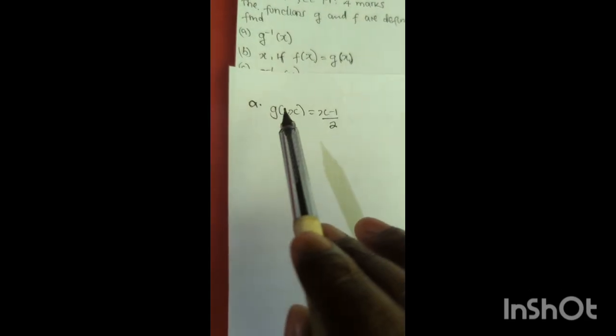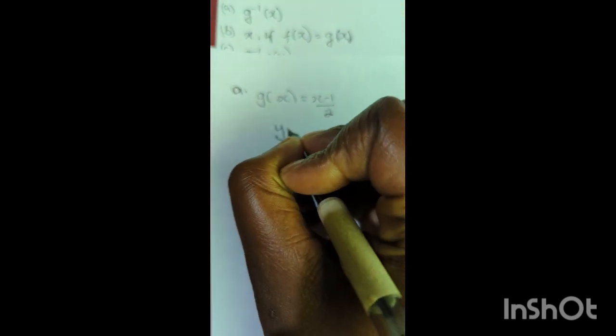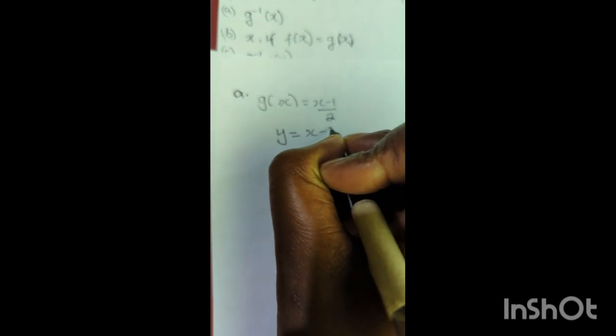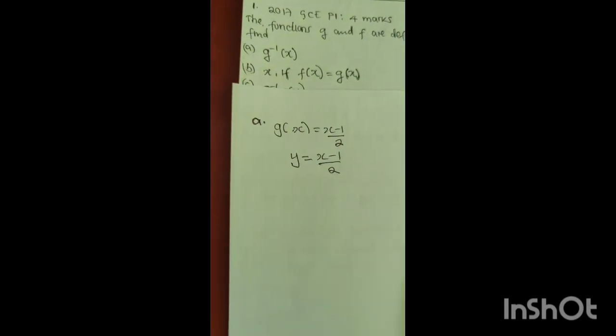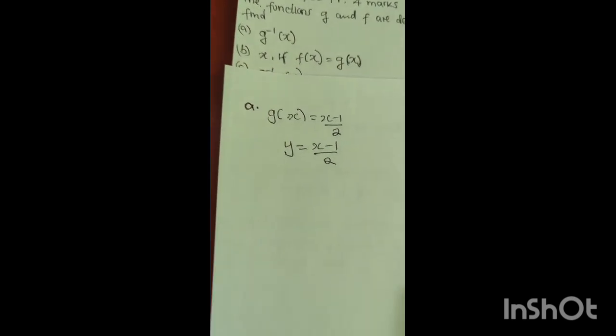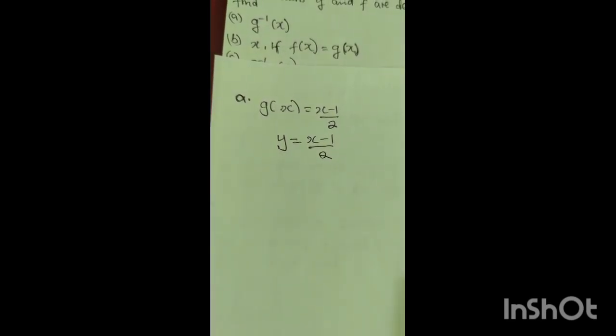Then where there's g of x or f of x, you replace it with y. So the next step is replace this whole thing with y. So y is equal to (x minus 1) over 2. Number 1, you write the function. Number 2, where there's a function, you put y. The third step is now to make x the subject of the formula. Grade 9 work.